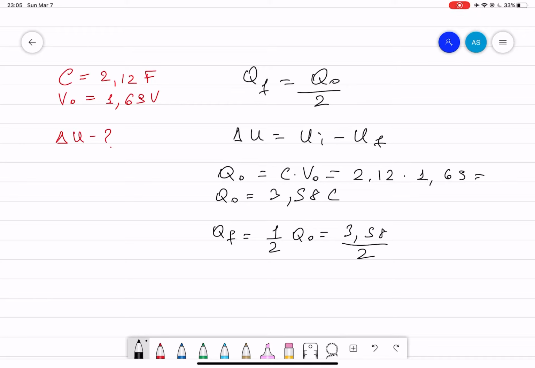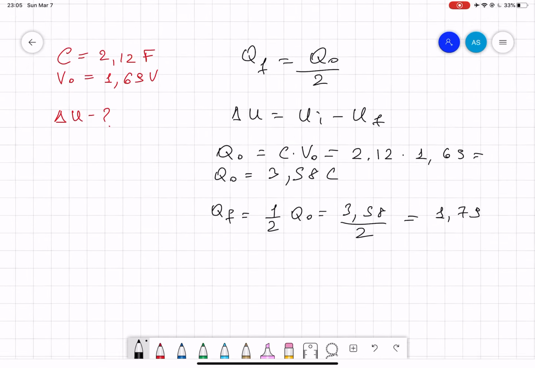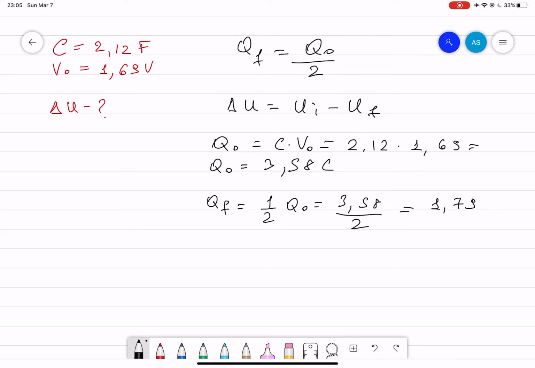Okay. Now we also know that Q final is a half of the Q initial, which is 3.58 divided by 2, which will give you 1.79. Okay, now we found what is initial charge and what is the final charge. So let me just highlight it.